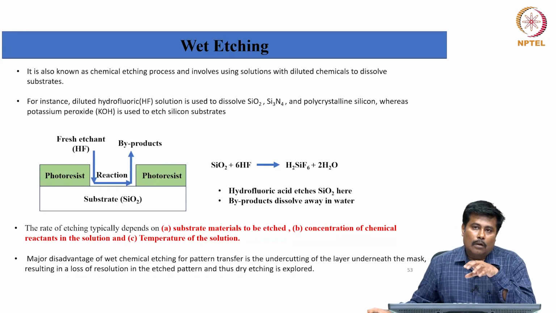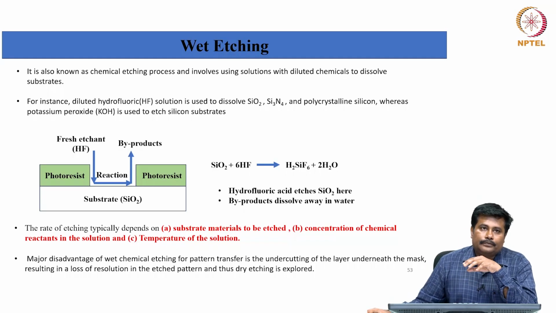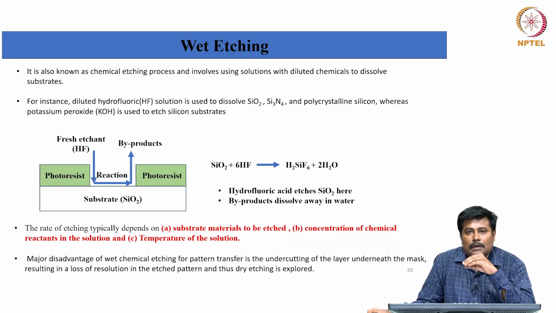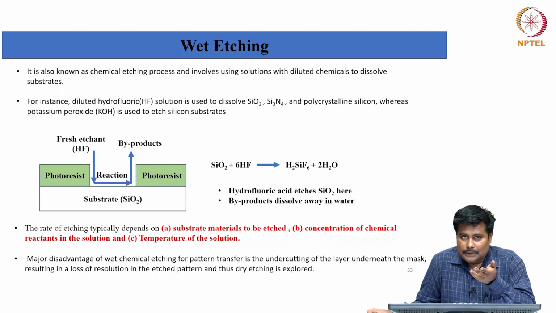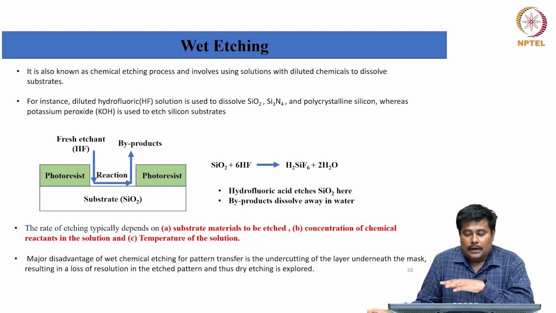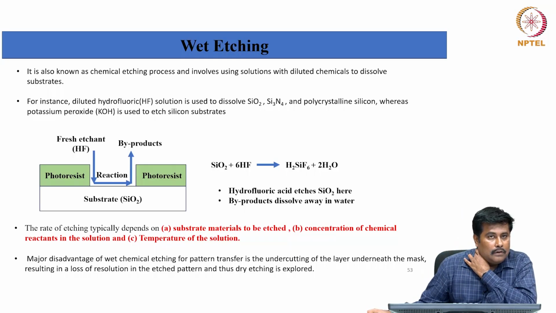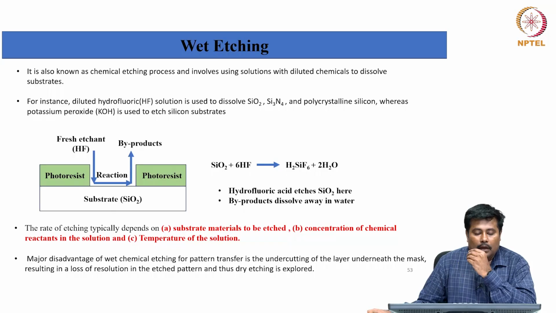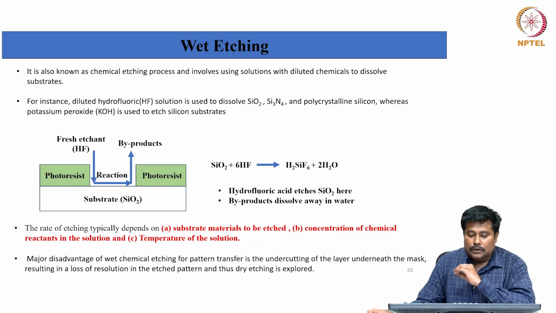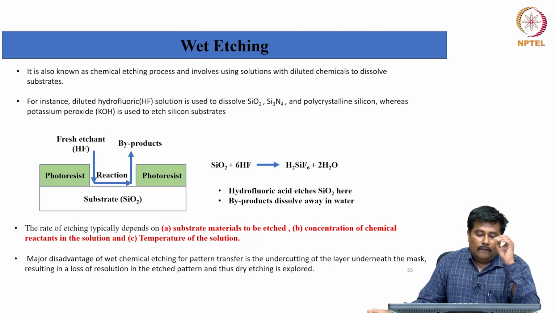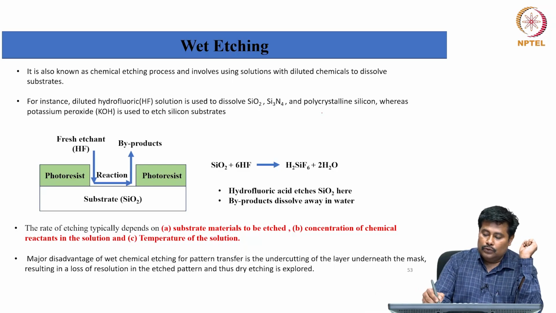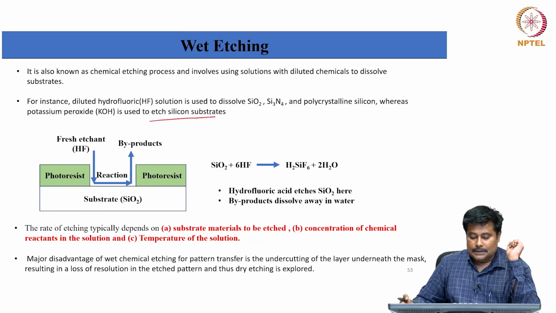Now let us talk about the wet etching process. This wet etching process is also called a chemical etching process, as it involves a solution, either a dilute chemical or certain amounts of acid to dissolve the substrate. Let us take an example. A dilute hydrofluoric HF solution is used to dissolve SiO2, Si3N4 and polycrystalline silicon, whereas potassium permanganate is used for etching the silicon substrate.